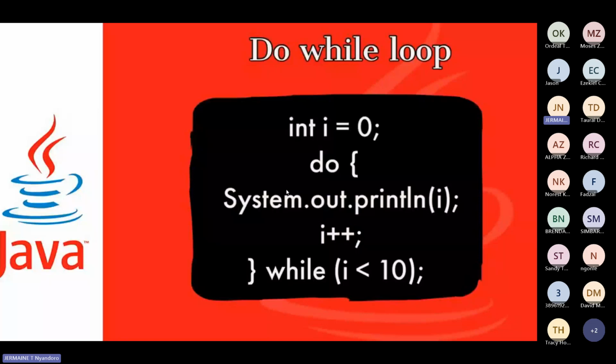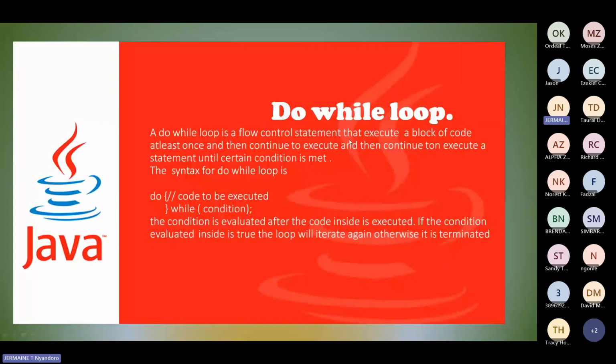A do while loop is a flow control statement that executes a block of code at least once and then continues to execute a statement until a certain condition is met. The syntax for a do while loop is do, then the code to be executed, and while, then a condition. The condition is evaluated after the code inside is executed. If the condition evaluated is true, the loop will iterate again, otherwise it will be terminated.